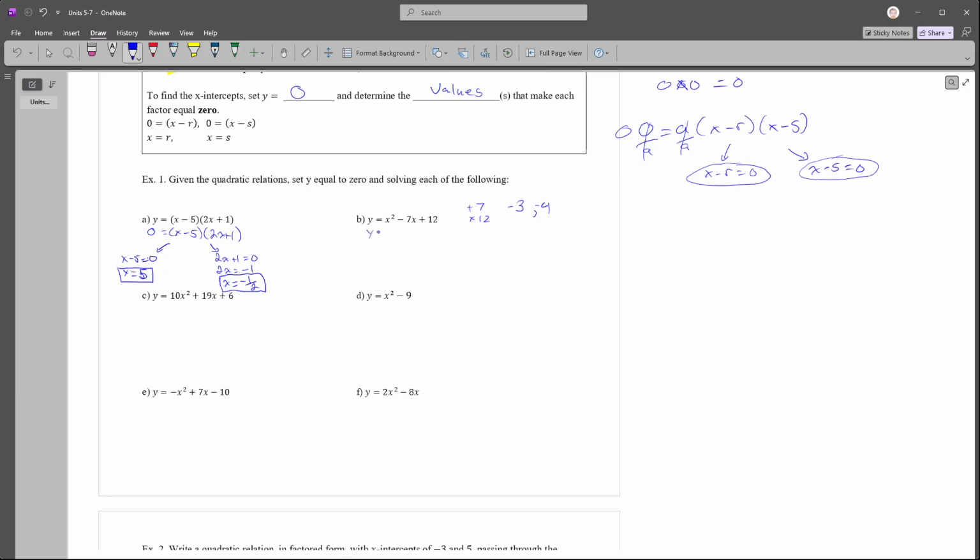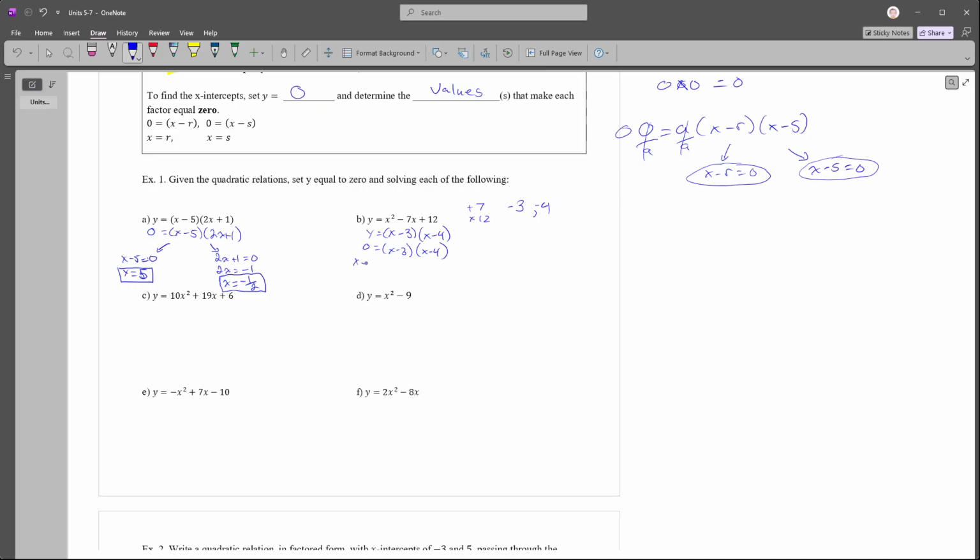So what's my equation now? Y is equal to x minus 3 and x minus 4. Now I'm going to set y is equal to 0. Okay, you can of course do this all in one step if you can get that far in your head. That's great if you can. And now I need to calculate each one and assign each one to 0.